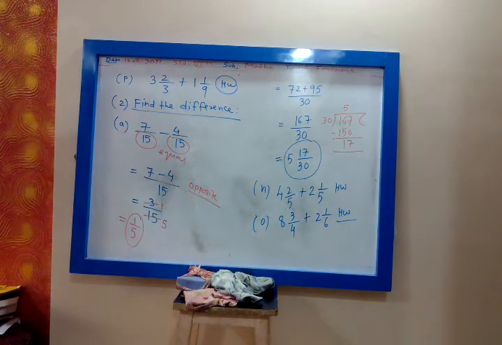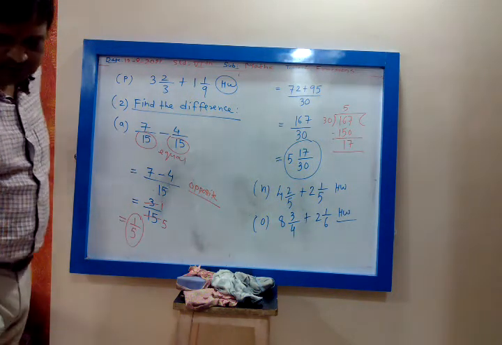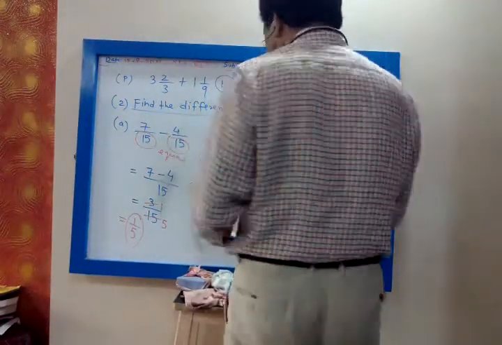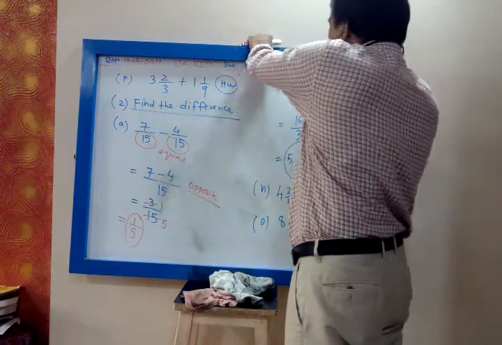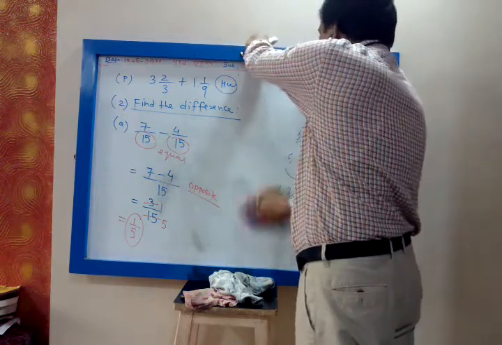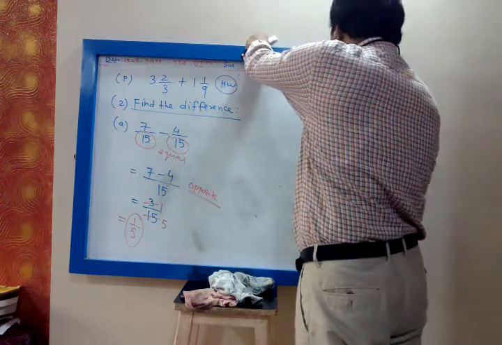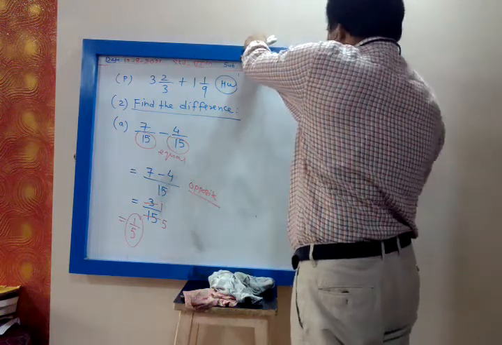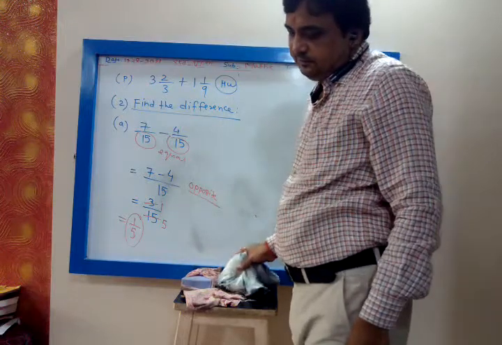Is it clear or not? Yes. So the answer is 1 by 5. 3 upon 15: you can cancel 15 with 3. The answer is 1 upon 5.